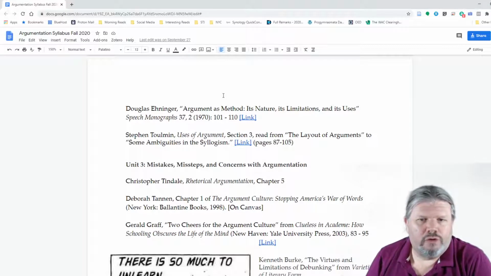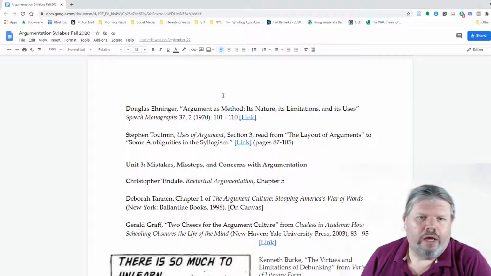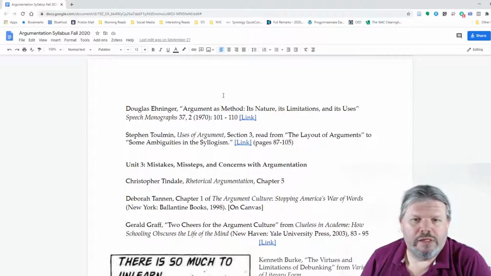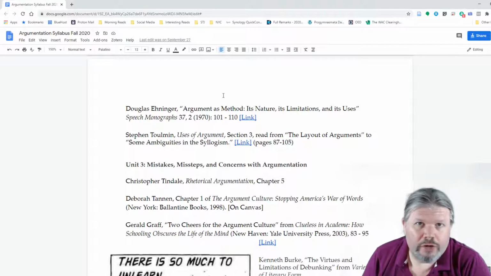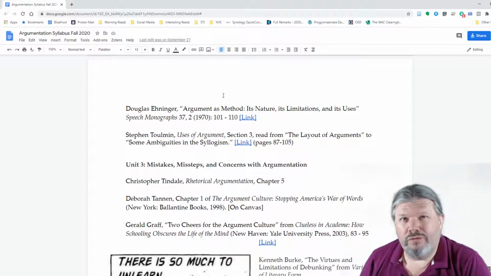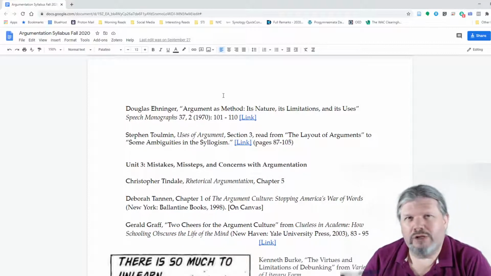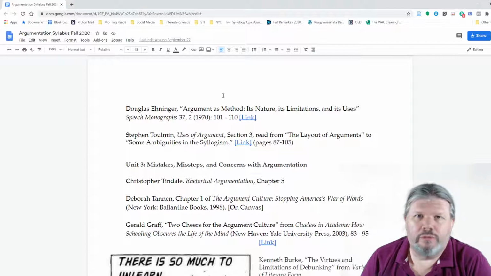And then Toulmin's uses of argument, section 3 is about the warrant and the creation of the warrant, which is what Stephen Toulmin is most known for, saying the way that people naturally argue, they do not express all their premises.